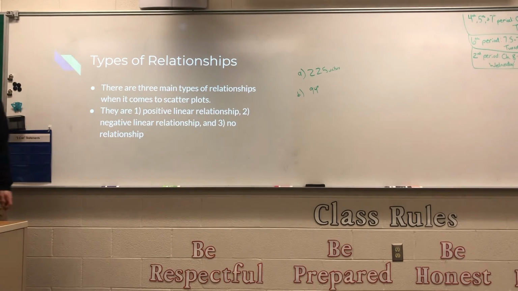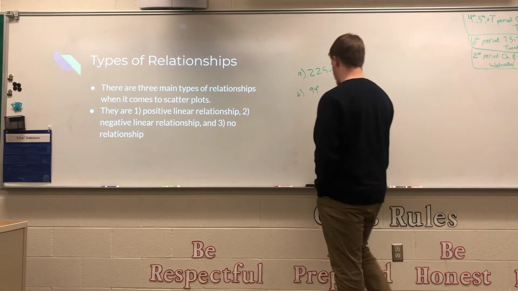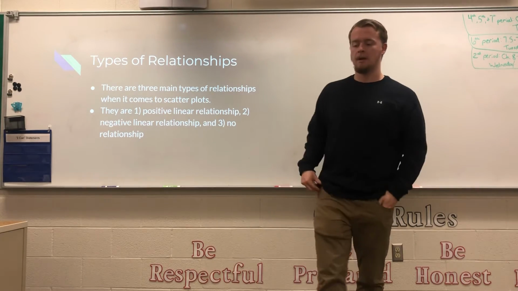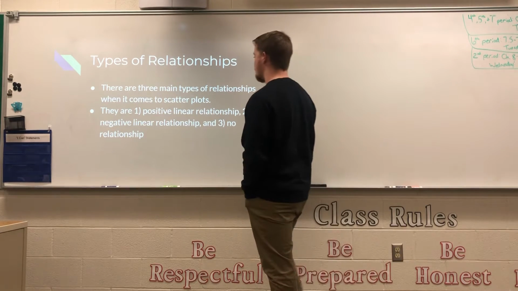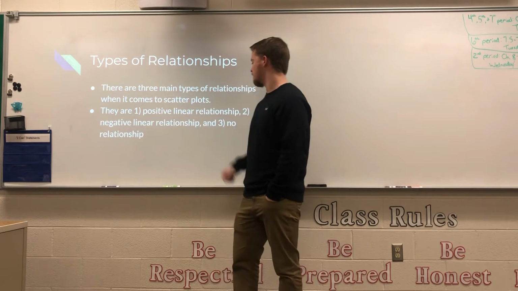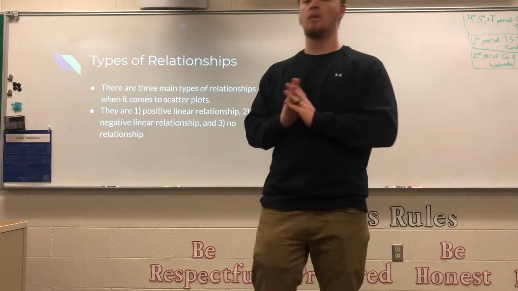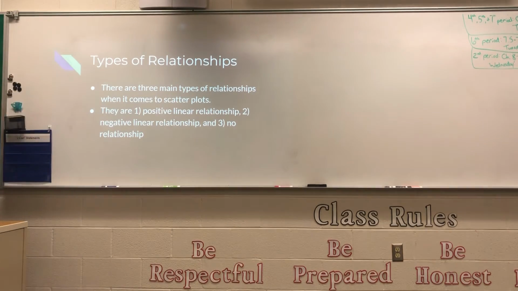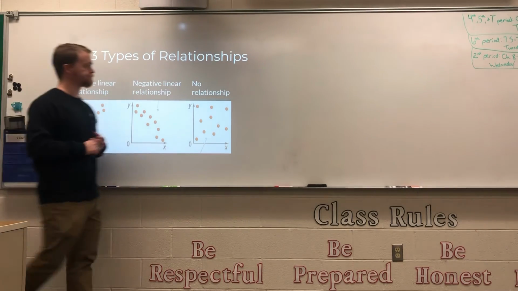There are three main types of relationships that you'll deal with in 8th grade. As you go on, you'll find a couple more, but for now, there's three main types of relationships when it comes to scatter plots. They are positive linear relationship, negative linear relationship, and no relationship. So it's either positive, negative, or no relationship as far as we're concerned right now. So let's look at what that looks like in picture form.